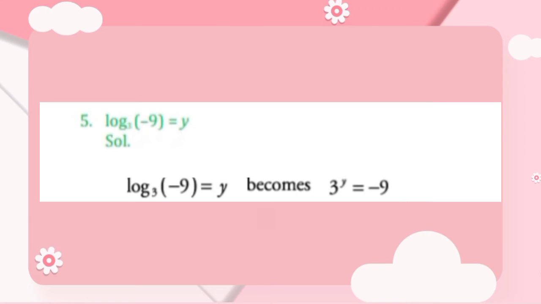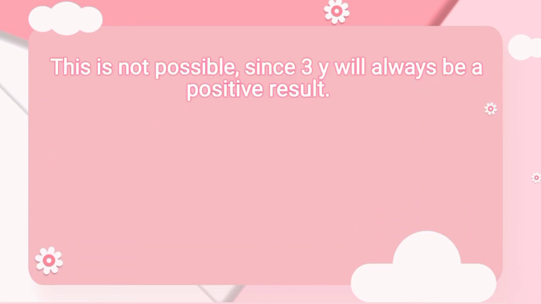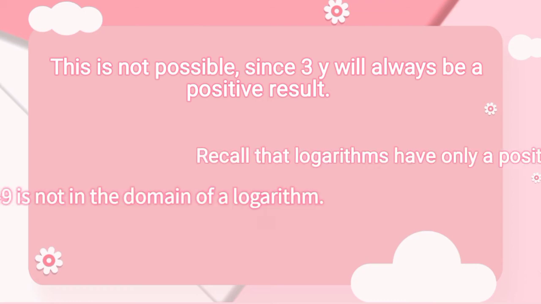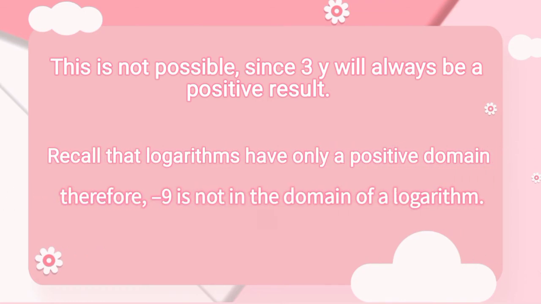Example number 5. The logarithm of negative 9 to the base 3 equals y. Solution: the logarithm of negative 9 to the base 3 equals y becomes 3 to the power of y equals negative 9. This is not possible since 3 to the power of y will always be a positive result. Recall that logarithms have only a positive domain. Therefore, negative 9 is not in the domain of a logarithm.